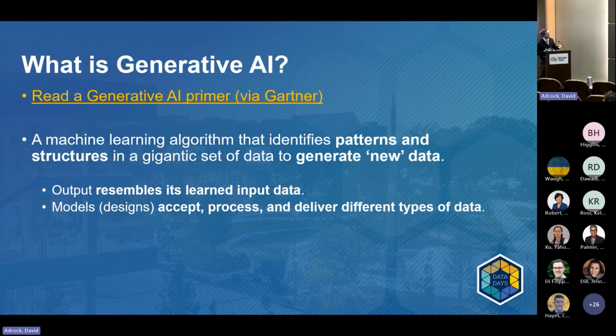Additionally, the models or designs accept different types of data and process that. Some may work with text, some may work with images, some may work with audio files, and are able to create new data using that leverage. And of course, Gartner has an awesome generative AI primer as well. So I encourage you to check that out if you want to know more about the nuts and bolts on that.